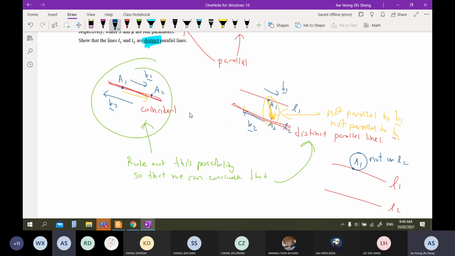Because for the case when they are coincident, coincident means L1 and L2 exactly overlap, and so this same line is L1 and also L2. So A1 lies on L2. If they are coincident lines, A1 must lie on L2. And so if you can show that A1 doesn't lie on L2, then they must be distinct parallel lines, since now we only have two possibilities. So if it's not the first, it must be the second.